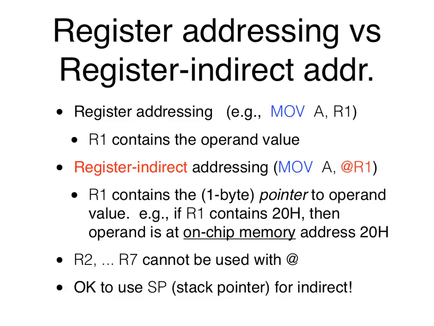Also R2 through R7 cannot be used with the at sign. But you could actually use a stack pointer as another way to do indirect addressing. Stack pointer is set to the on-chip address, and when you do push and pop, that's when you get or put the item on the stack.